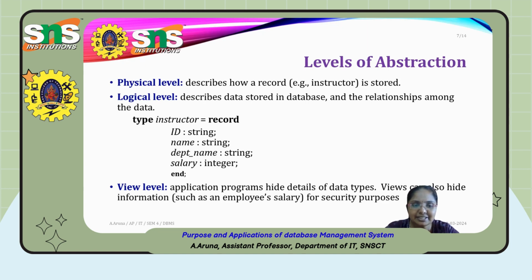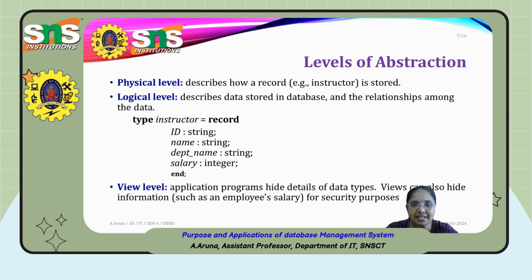Here, instructor is my data table. In that, I'm going to record some data. What type of record am I going to use? ID, name, department name, salary. So this ID must be a string, name must be a string, salary must be an integer. This mention can be called the logical level. The next thing is in your view level, we're going to hide the data types and all. What we're going to show to the user is only viewed in the view level.